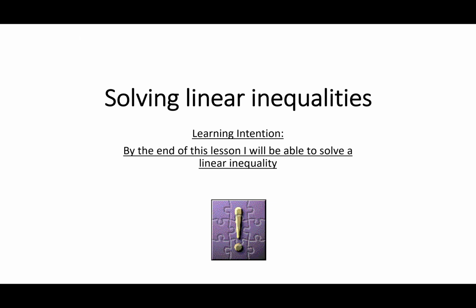Hi everyone, today we're looking at solving linear equations. Our learning intention for today is by the end of this lesson you will be able to solve a linear inequality.